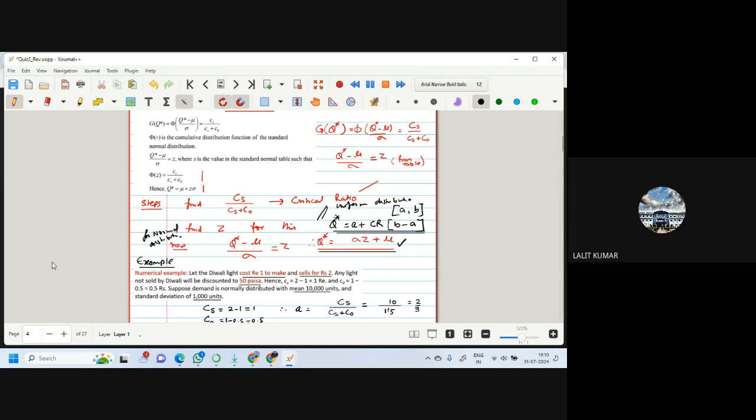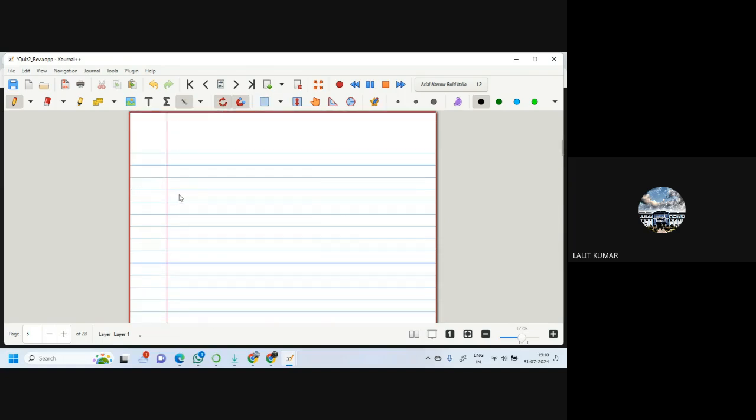So this was for the newspaper model. We have covered two things till now. One is the EOQ model. In the EOQ model, Q star is equal to root of 2DCO by CC, and total cost is root of 2D into CO into CC. This is for the EOQ model.